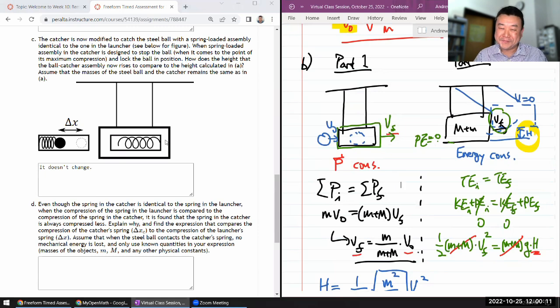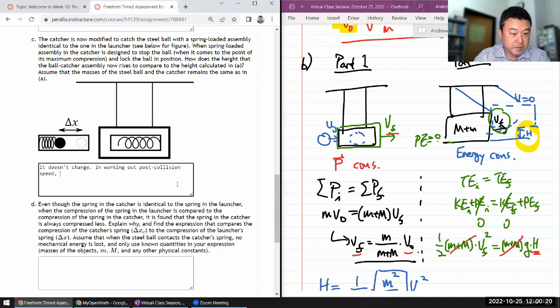We don't care. In working out the post-collision speed, all that matters is that the momentum is conserved, which it still is.